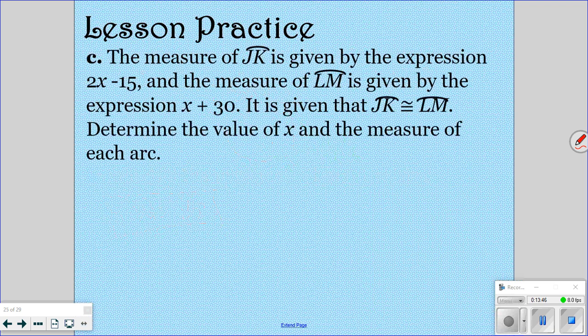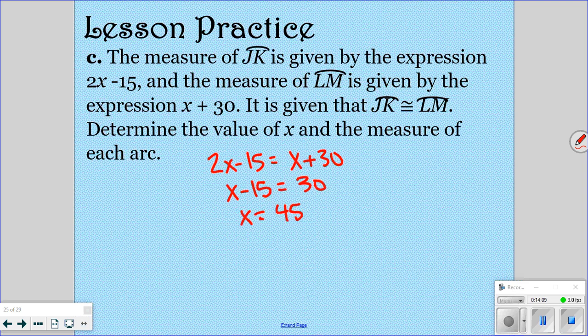Looking at this practice problem, y'all see if you can do it by yourself, and then unpause the video and I'll go over it. It tells us that arc JK is congruent to arc LM, and so we can say 2x minus 15 equals x plus 30. And so if you subtract x, you get x minus 15 equals 30, and then add 15, x is 45. And then if you plug in 45 plus 30 is 75 degrees. So that would be the measure of each arc. And you should still get 75 if you plugged it in there.